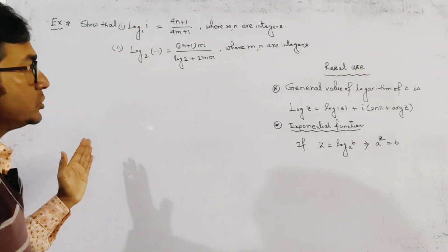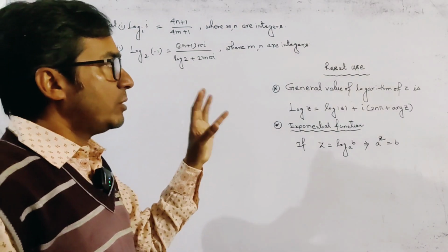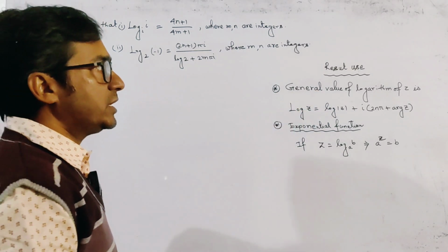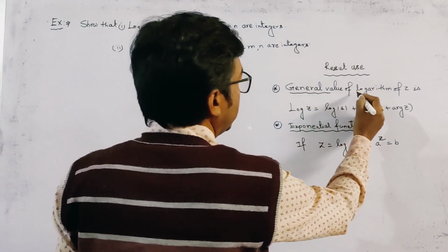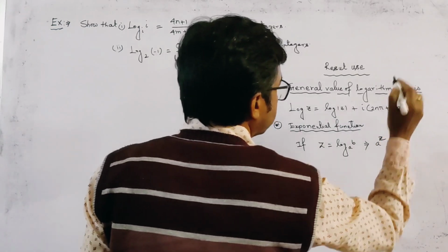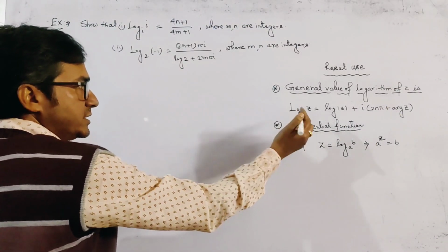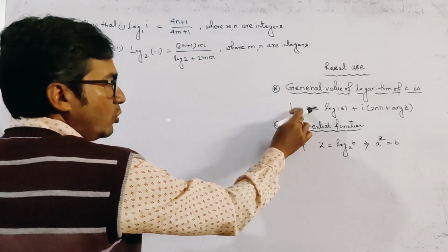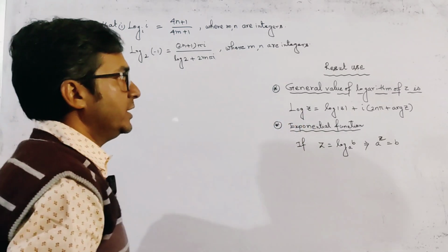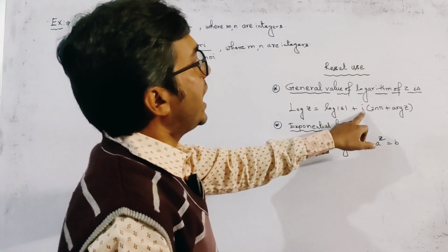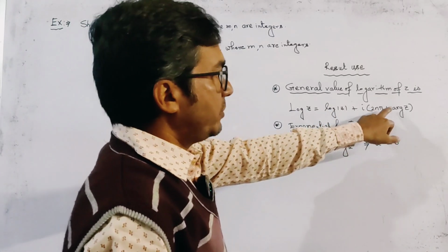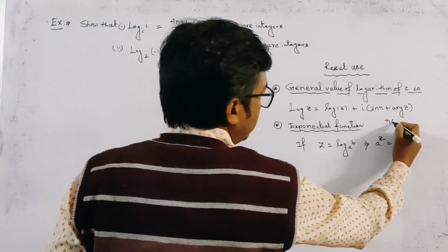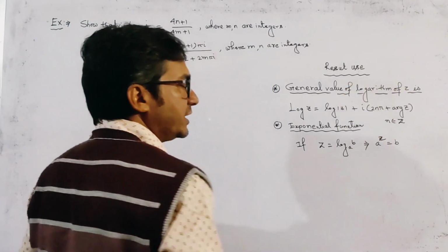Here we use two general properties of complex numbers. The first is the general value of logarithm. What is the general value of the logarithm of z, any complex number? We already said in the previous class, the general value of log z we denote by capital Log. It is log of mod z plus i into 2nπ plus argument of z, and here n must belong to the set of integers.